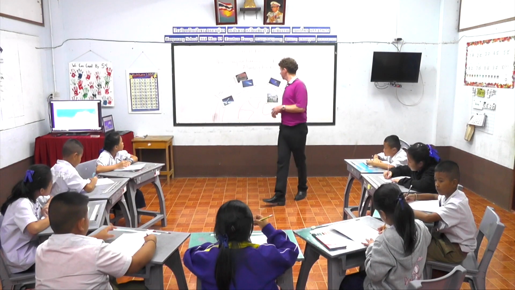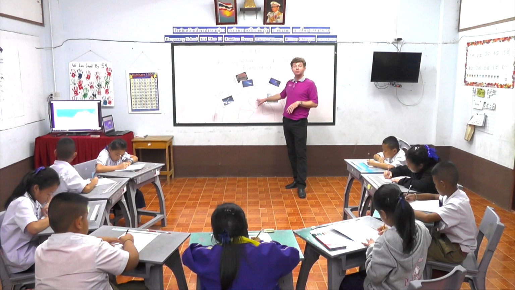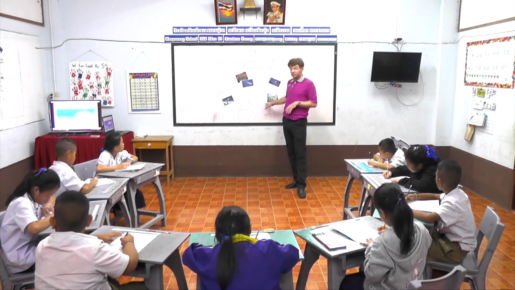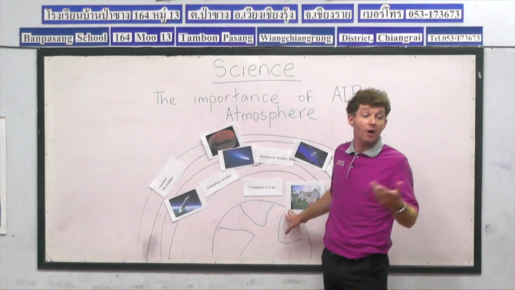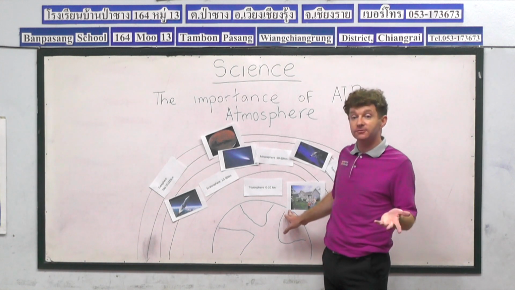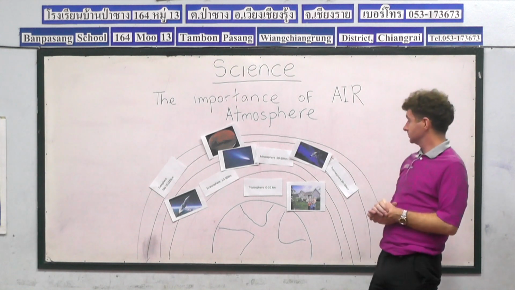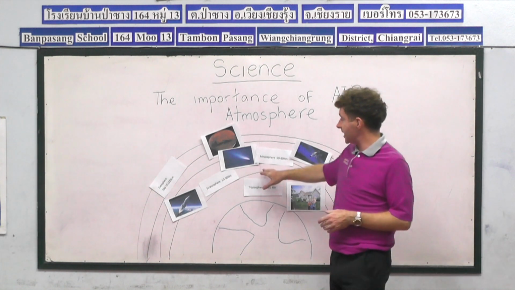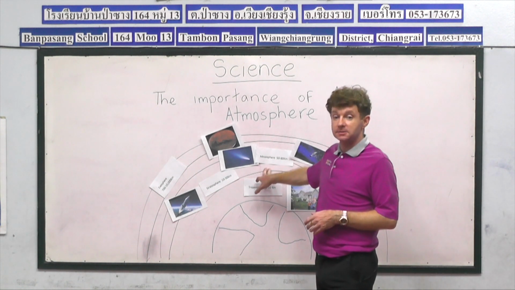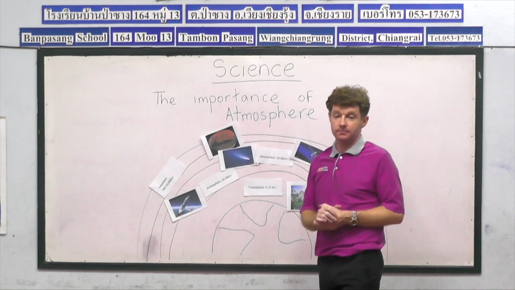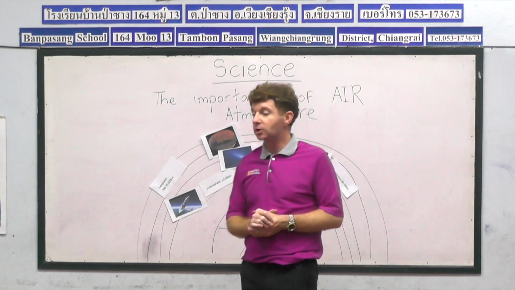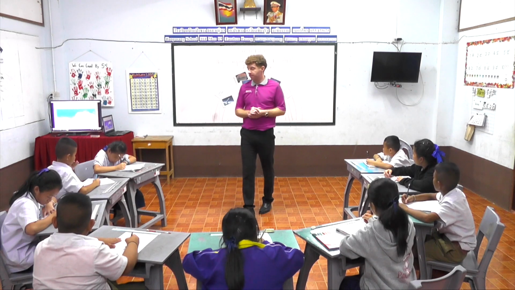For example, in the first level, the troposphere, you don't have to draw people. You could draw animals, birds, trees, anything you want. And then in the second one, you could draw airplanes. It doesn't have to be a rocket. You can use your imagination to draw.